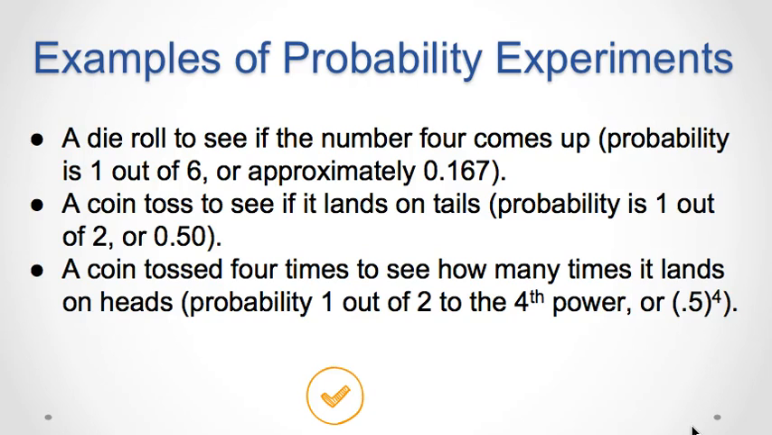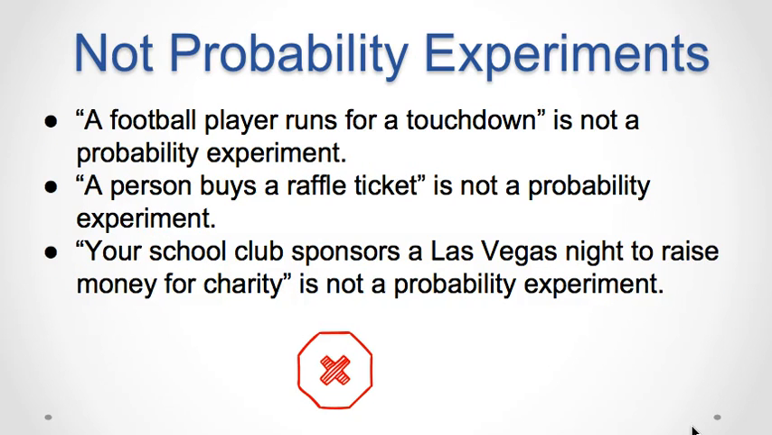A coin tossed 4 times to see how many times it lands on heads. Probability is 1 out of 2 to the 4th power, or 0.5 to the fourth power. These are not probability experiments. A football player runs for a touchdown. A person buys a raffle ticket. Your school club sponsors a Las Vegas night to raise money for charity.